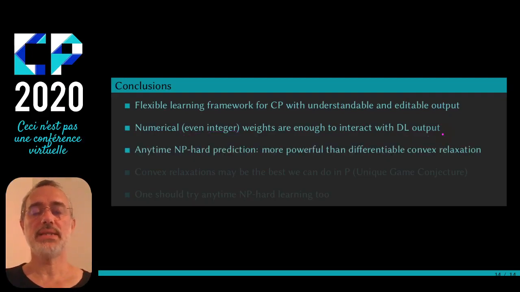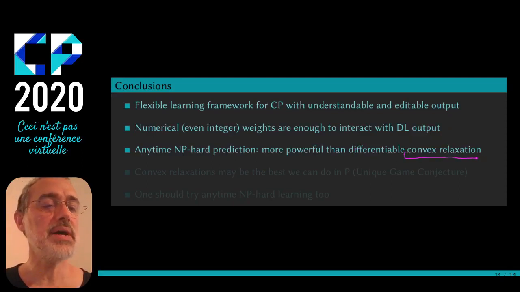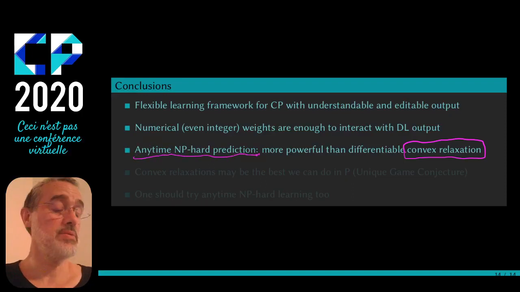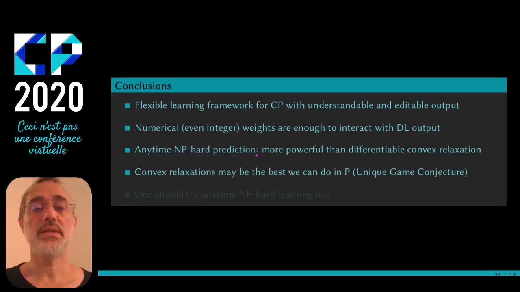Then, compared to SATnet, we think that the main difference is that instead of using this convex relaxation randomized rounding step that is used to produce solutions, we use instead a less scalable but anytime NP-hard prediction step, which is obviously more powerful. Actually, its power is adjustable, and we think it's the main reason for our improved result. And convex relaxation may well be the best we can do in polynomial time.